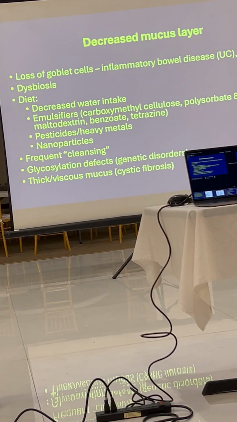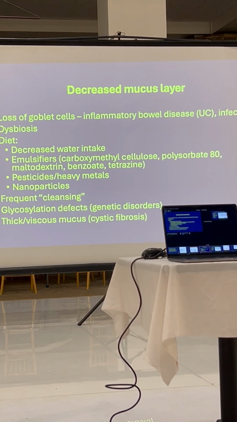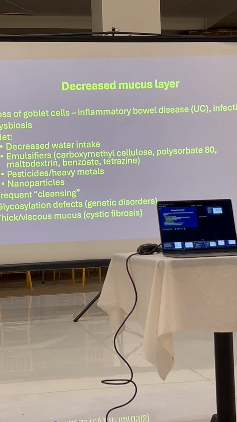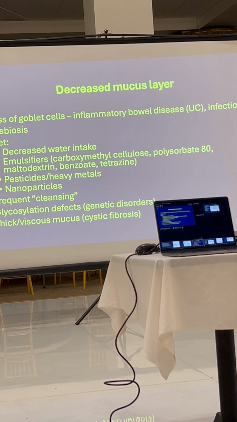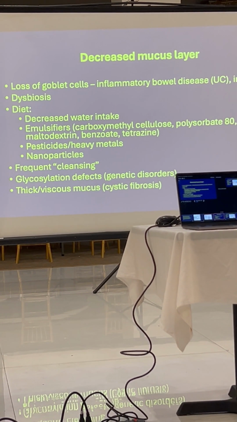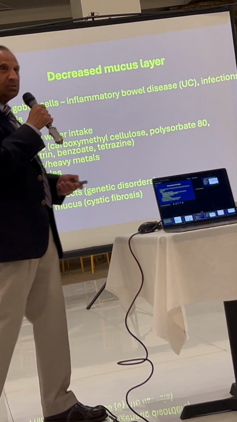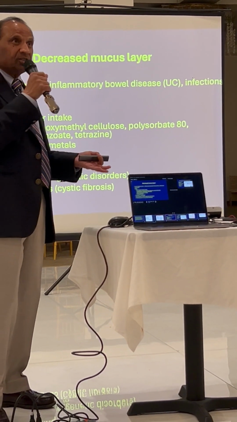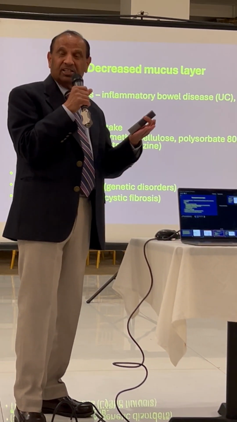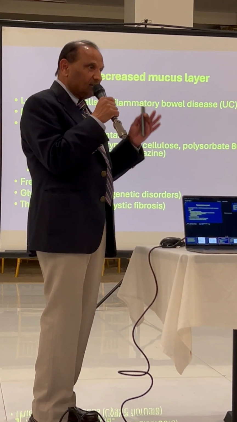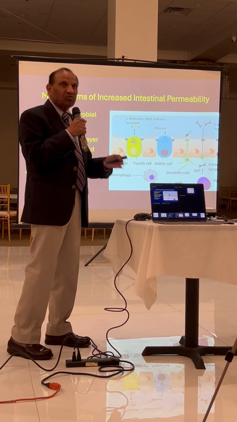Again, frequent cleansing keeps out the mucus. Then there are some genetic disorders where they cannot make the mucus. Mucus is made by glycosylation reactions. And last is thick or viscous mucus, which is in cystic fibrosis. Cystic fibrosis patients have thick mucus. Not that it is good, it is actually bad, because the bacteria just sits there, as it is not being flushed out.